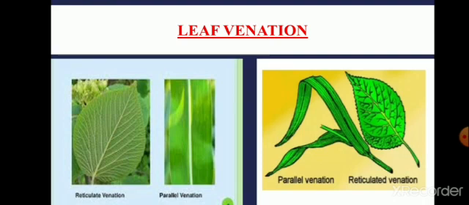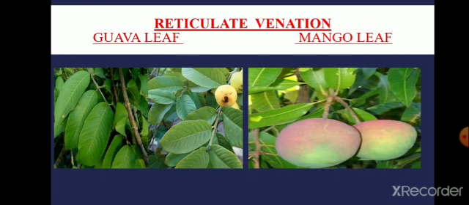Then we distinguish between two major types of leaf venation. The first one is reticulate venation. The second one is parallel venation.